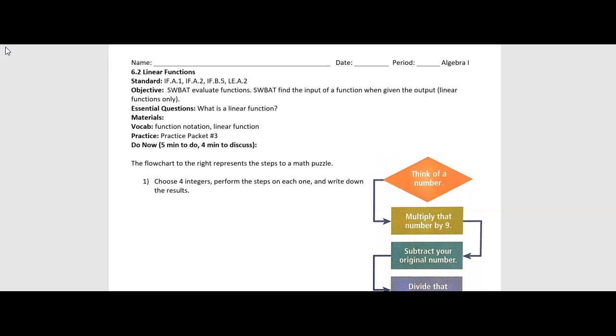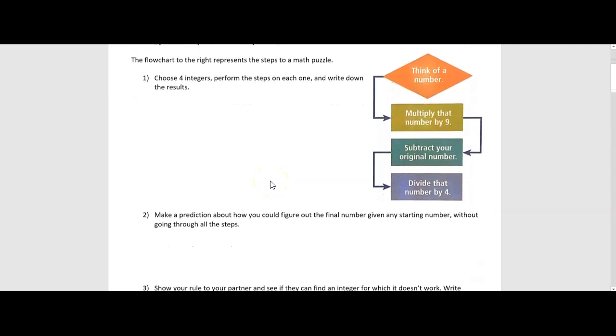Today we're going to continue our discussion on functions, and we are going to specifically look at linear functions, which you'll come to find out are very similar to the linear equations we worked with all during our last unit. So let's just jump right in. I guess you could call it a game or an activity. There's a flow chart to the right here.